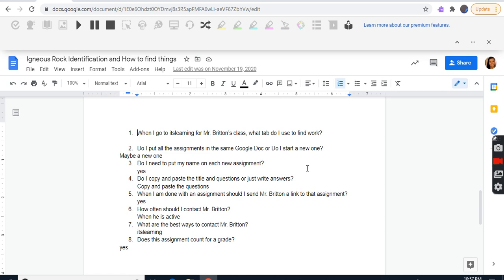What tab do I use to find work? Did I answer that question? Do I put all of the assignments in the same Google Doc or do I start a new one? Maybe a new one. Do I need to put my name on each new assignment? Yes. Do I copy and paste the title of the questions or just write answers? Copy and paste the questions. When I am done with the assignment, should I send Mr. Burton a link on that assignment? Yes. How often should I contact Mr. Burton? When he's active. What are the best ways to contact Mr. Burton? It's learning. Does this assignment count for a grade?